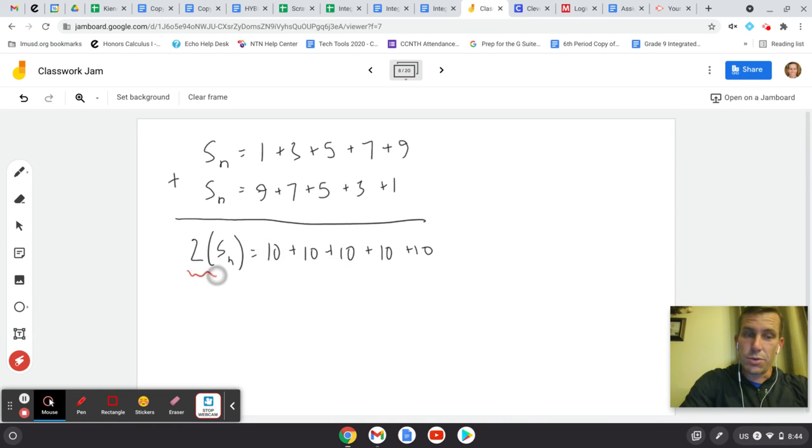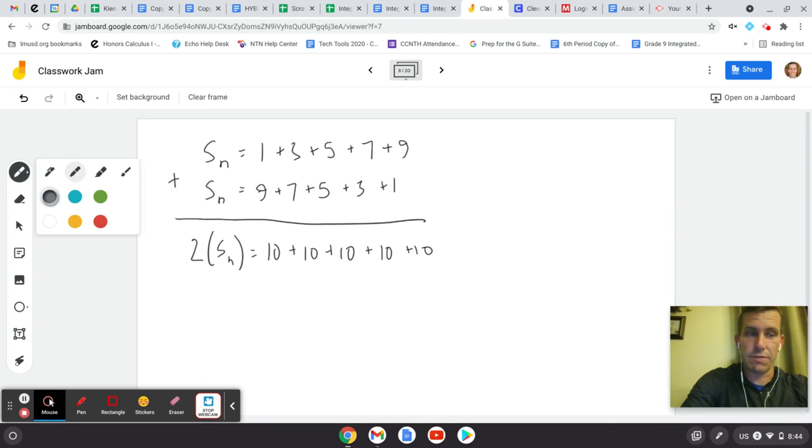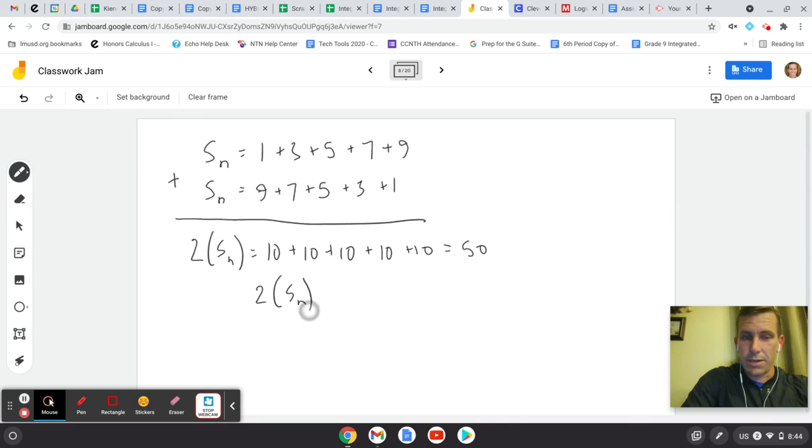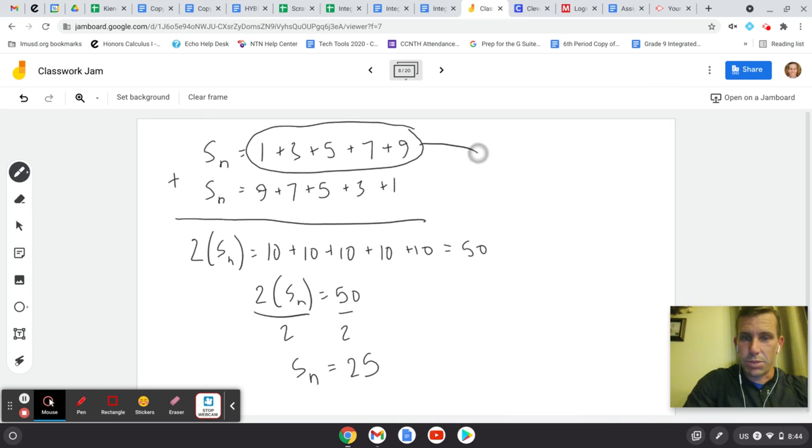So now we have 2 times S sub n equals 10 plus itself 5 times, which is 50. So if 2 times S sub n is 50, we can divide both sides by 2, and we get the sum of this arithmetic sequence is 25. So if we added up 1 plus 3 plus 5 plus 7 plus 9, we get 25.